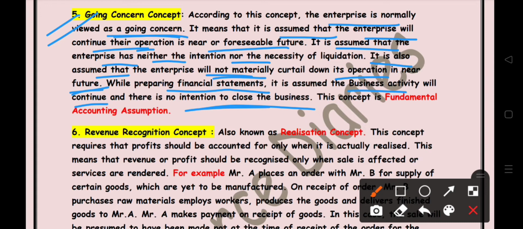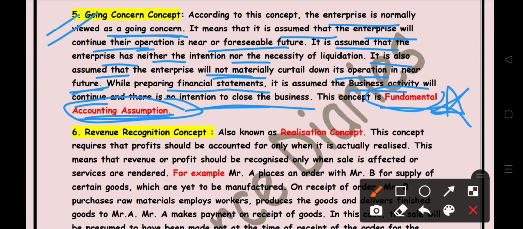Means when we run our business and ascertain our profit, at that time we will not assume that this particular year I will do the business activity and another year I will stop those activities. No, we always assume that my business will run for the next succeeding year and go on for a longer period of time. This concept is the fundamental accounting assumption. This is one important point here: the going concern concept is a fundamental accounting assumption.